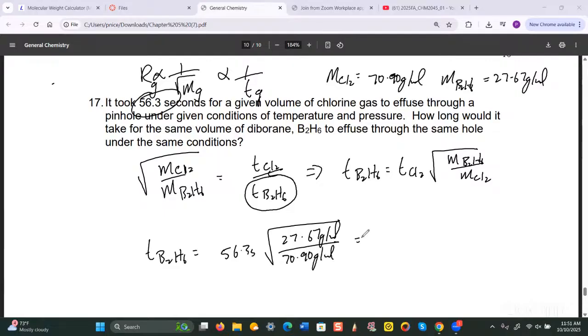So let's see what this gives. 27.67 divided by 70.90, and then find the square root of that, and then multiply by 56.3. And my calculation tells me that the answer should be, rounded off to 2 sig figs, 35.2 seconds. And that's it. All right.